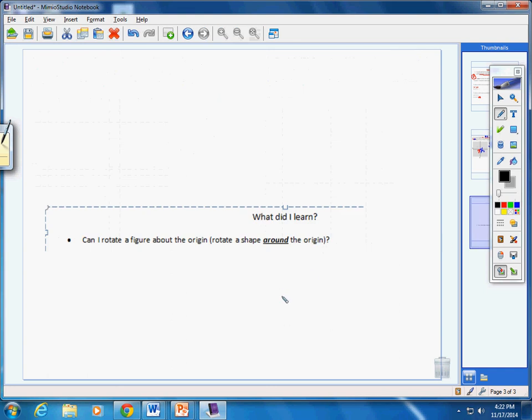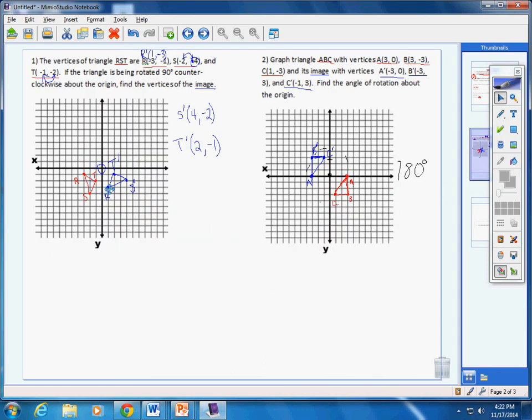So let's sum this up. What did you learn today? Well, the question that you should all be asking yourselves, and hopefully you can answer, is, can I rotate a figure about the origin? Can I move a figure around the origin? We did it here in example 1. We did it here in example 2. Actually, it was done for us here in example 2, but I'm pretty sure you guys could have done that.